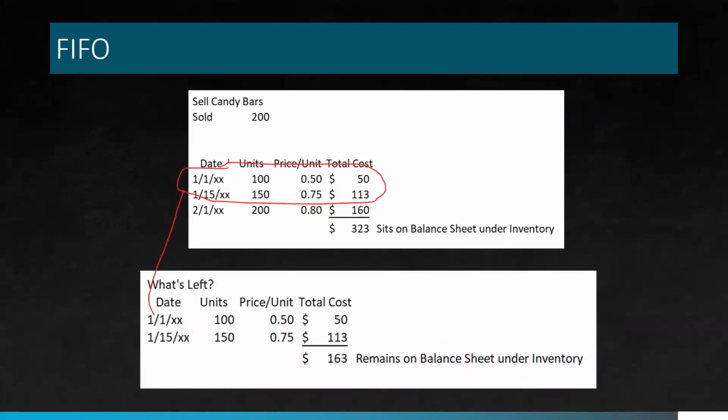And then what remains on my balance sheet is the inventory that I have not touched, the inventory that I haven't sold. And in the LIFO situation, I haven't touched any of the purchases that were made on January 1st and the 15th. So these amounts remain on my balance sheet.